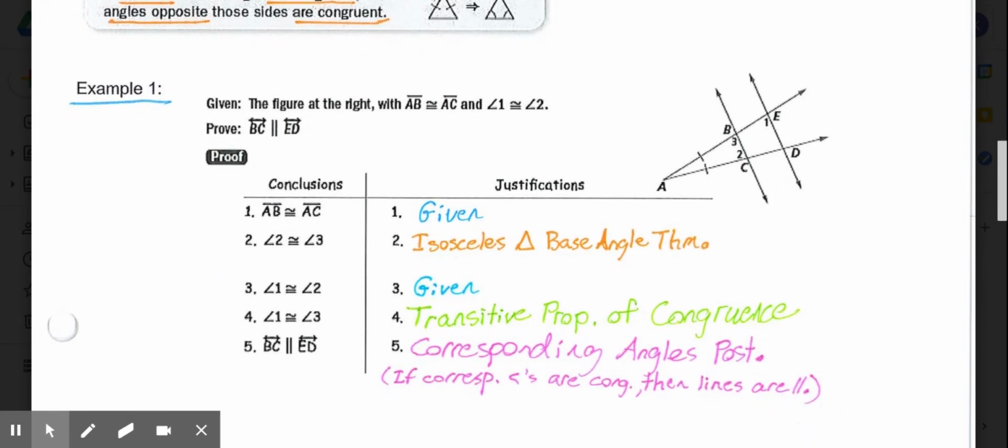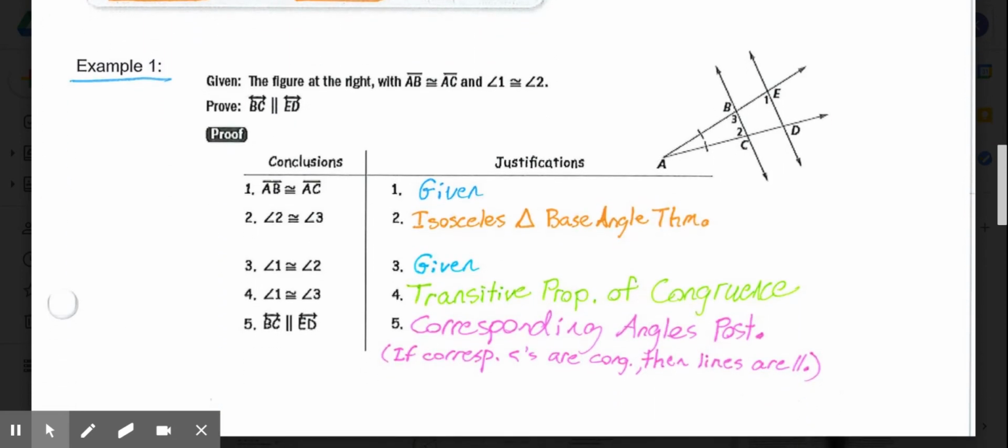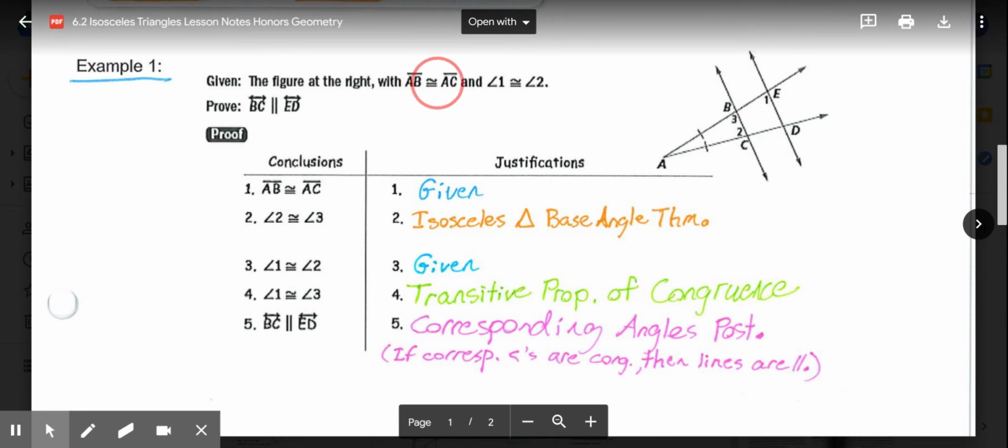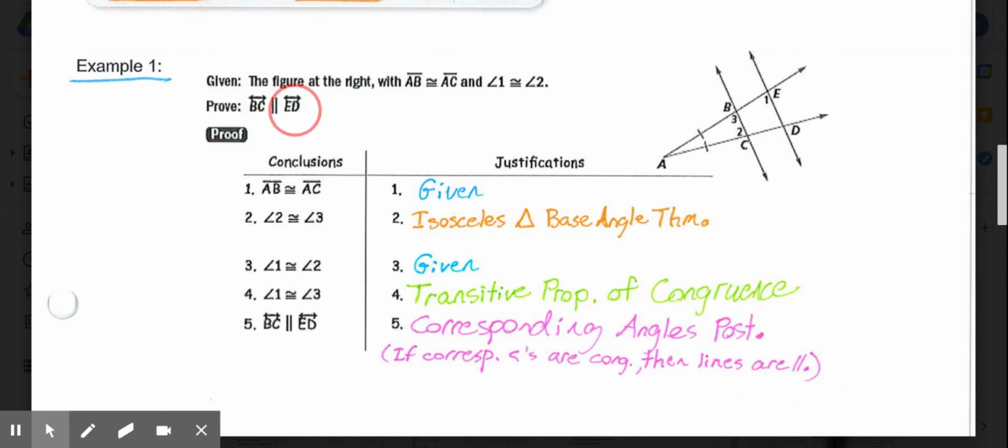So let's look at these. Example 1, a proof. Given the figure at the right with segment AB congruent to segment AC, marked here in the image, and angle 1 congruent to angle 2. They want us to prove that line BC is parallel to line ED.